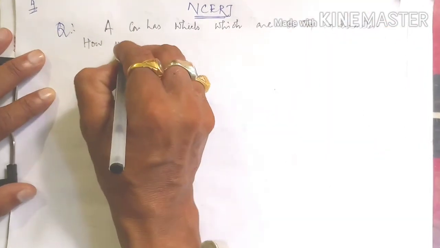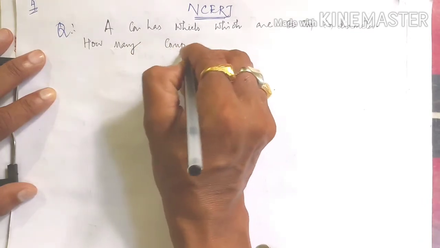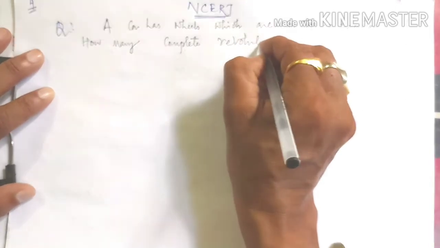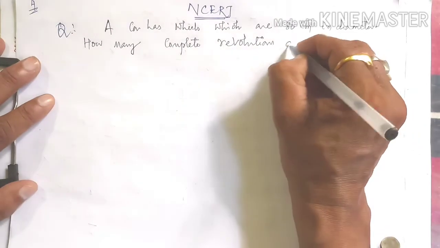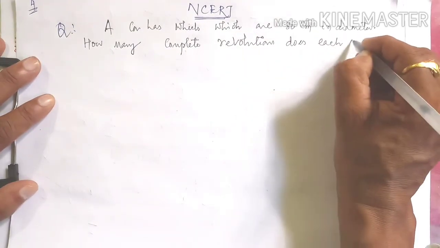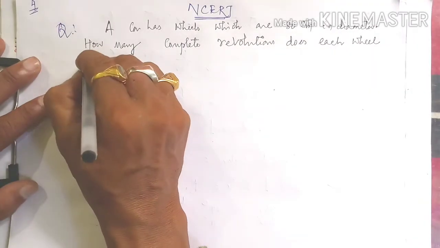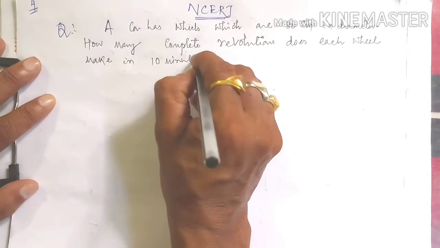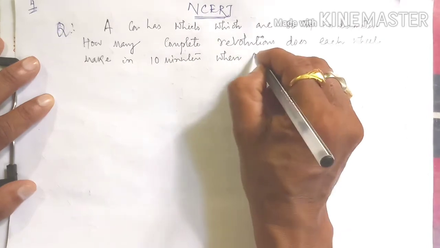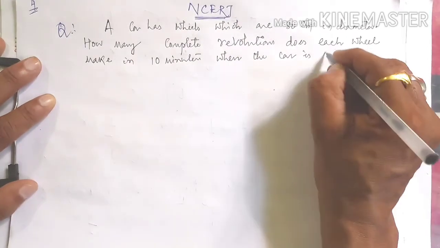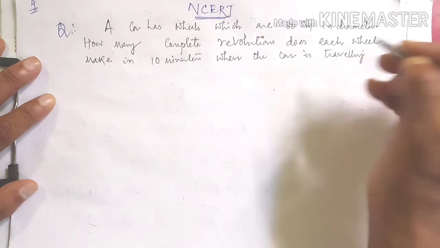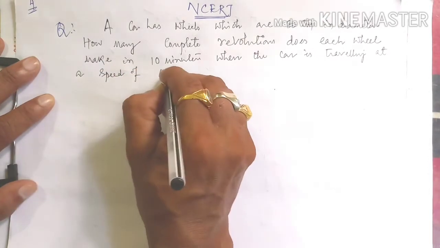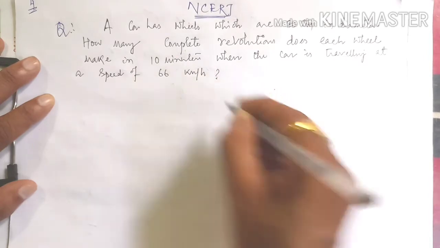How many complete revolutions does each wheel make in 10 minutes when the car is traveling at a speed of 66 kilometer per hour? Very interesting.